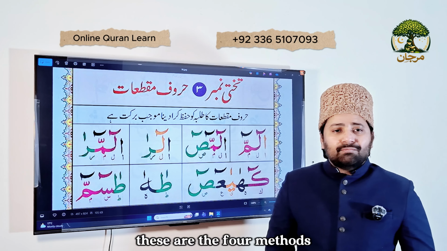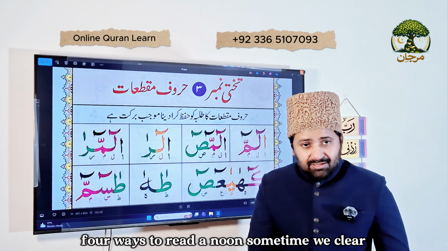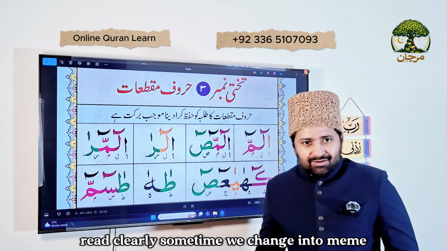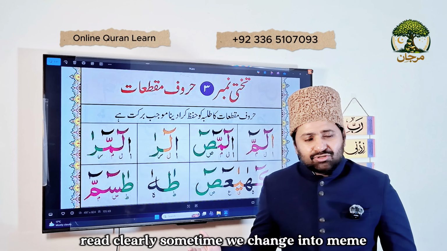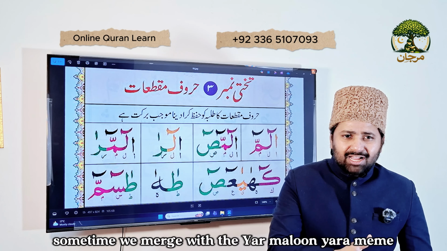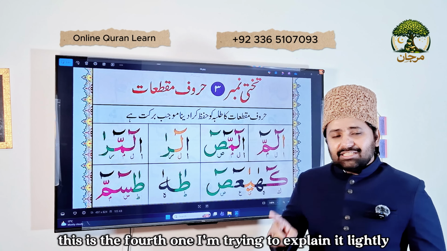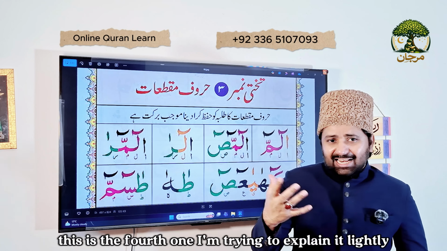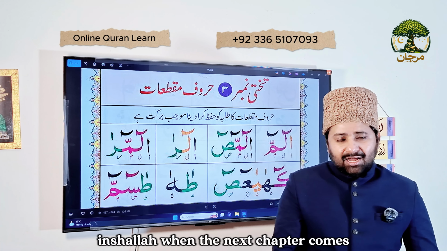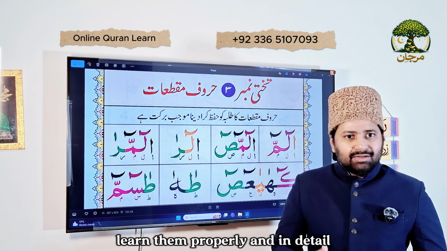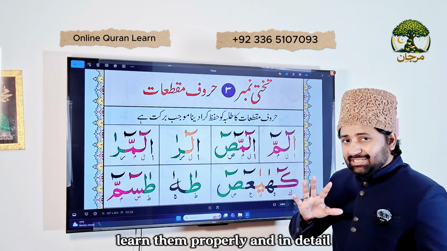These are the 4 methods, 4 ways to read noon. Sometimes we read clearly, sometimes we change into mim, sometimes we merge with the yarmalun letters, ya, ra, mim, lam, waw, noon, and sometimes we hide in a light nasal sound. This is the 4th one. I'm trying to explain it lightly. Inshallah, when the next chapter comes, on page number 19, we will learn them properly and in detail.